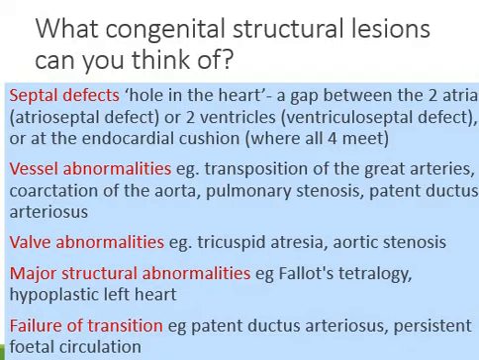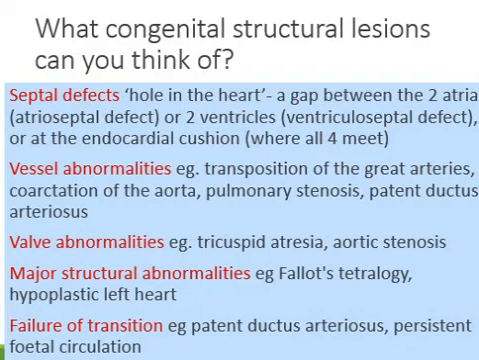For example, the septal defects generally just mean there's a hole in the heart. It could be a hole between the two atria, which would be known as atrial septal defect, or between the two ventricles, which will be called ventricular septal defect. Or sometimes there's a hole between all four chambers where they all meet at the endocardial cushion.